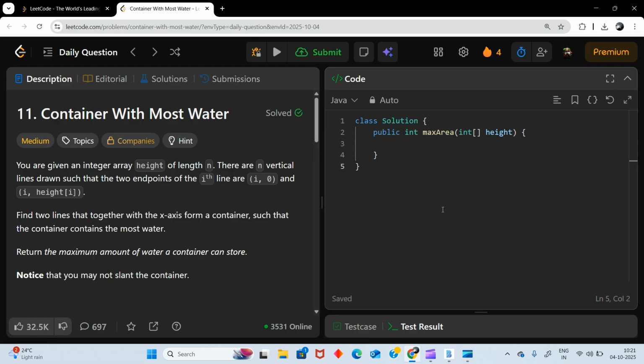You are given an integer array height of length n. There are n vertical lines drawn such that the two endpoints of the ith line are (i, 0) and (i, height[i]). Find two lines that together with the x-axis form a container, such that the container contains the most water. Return the maximum amount of water a container can store.